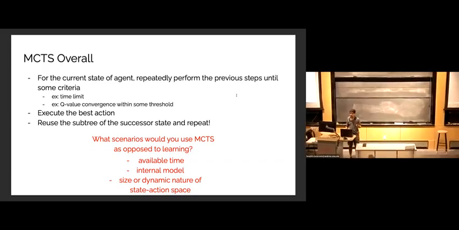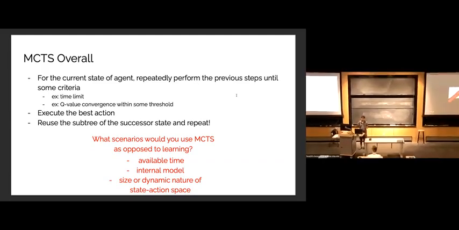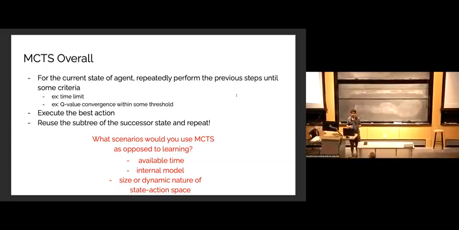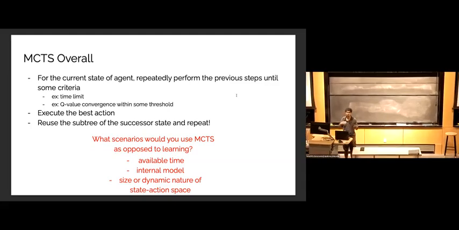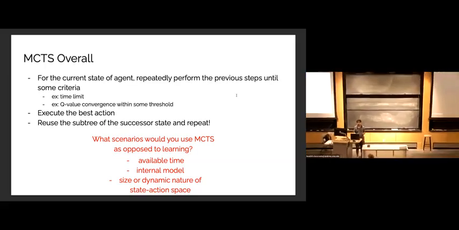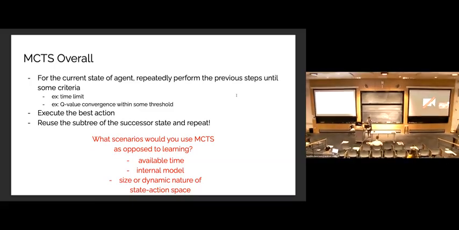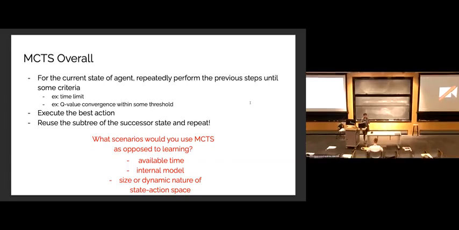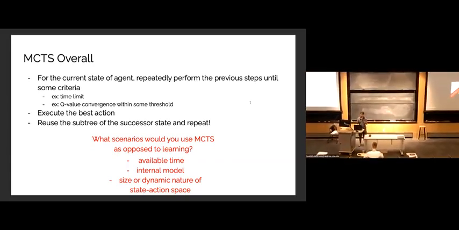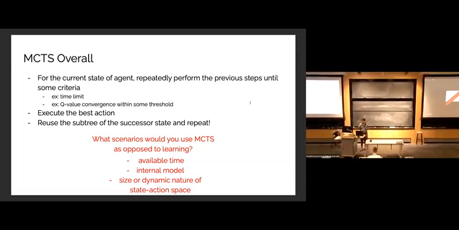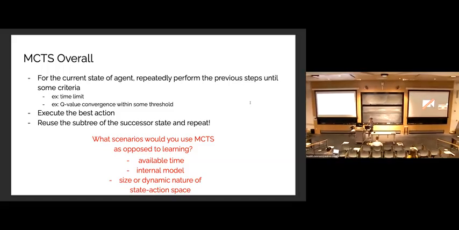Overall for MCTS, you just keep repeating these 4 steps again and again until some time limit, or if you notice that your Q values are converging on specific values for each of your states, then that means that your state value function has been essentially optimal. And then using these Q values, you can identify the best action and just do the argmax and go all the way down the tree.